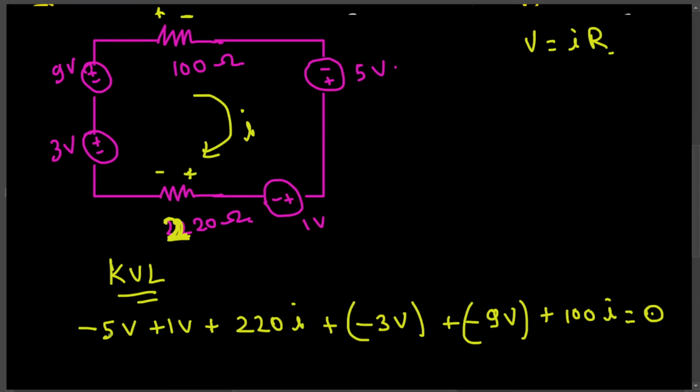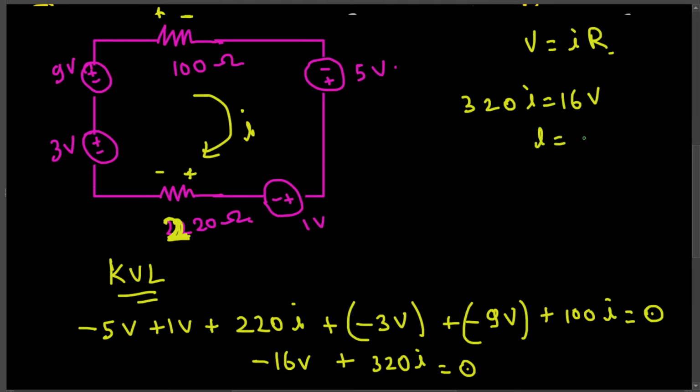Okay, let me do one more time. Minus 3, minus 5, minus 8. Minus 8, minus 9 is minus 17 plus 1. That's minus 16. So minus 16 voltage plus 220I plus 100I, that is 320I, equal to 0. And if I continue here, 320I is equal to 16 voltage.